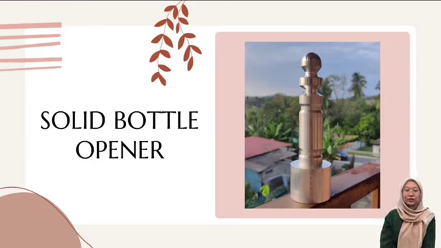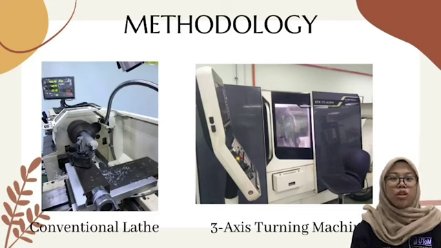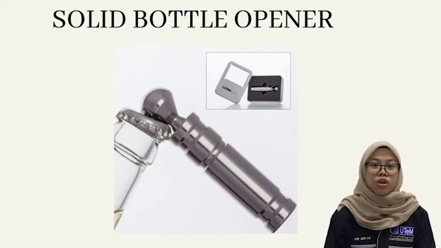For our project, we have chosen the turning process to produce our solid bottle opener with a length of 131mm and a diameter of 30mm. A bottle opener is a device that enables the removal of metal bottle caps from glass bottles. Next, for the methodology part, before the machining process, we do the facing process by using a conventional lathe machine. This is the actual picture of our product, which is the solid bottle opener.